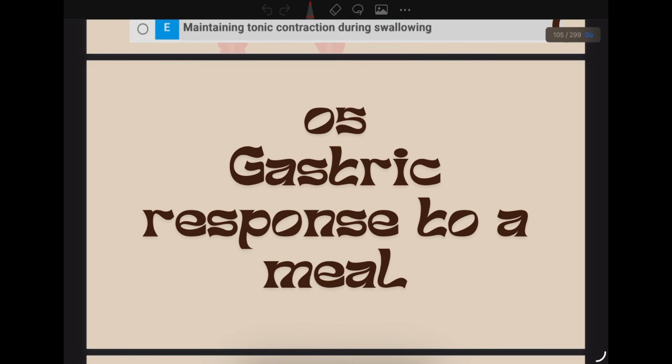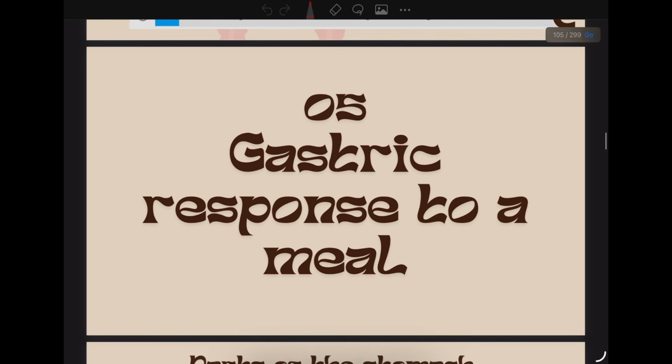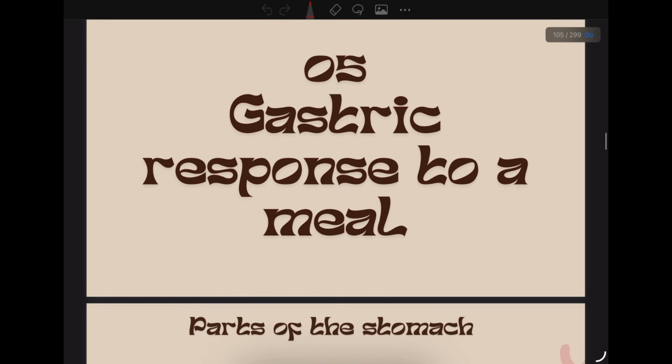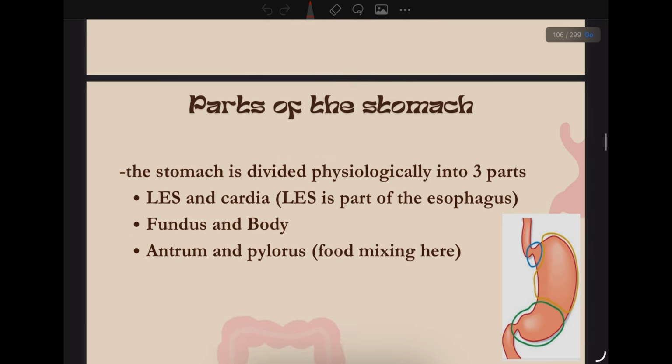Now, gastric response to a meal. Very easy lecture, and it's very dependent on P2. So please, if you don't understand P2 well, go back to that. No, but inshallah, don't go back. Just come here. Inshallah, we'll deal with it.